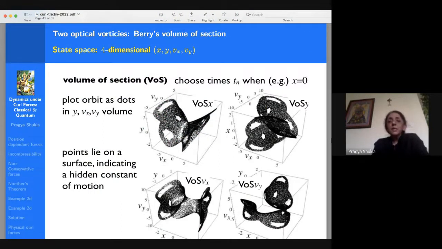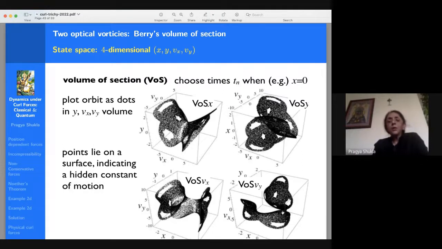So you see, still they seem to lie on a surface. You go to another volume of section, still they are lying on a surface. Look at these points where no point is entering. Although you keep going to higher and higher times, these regions remain unfilled.